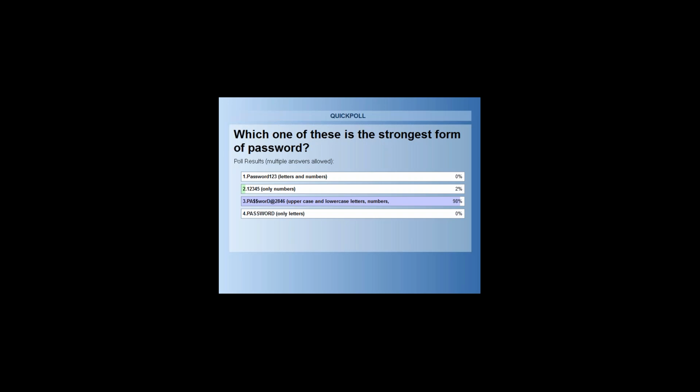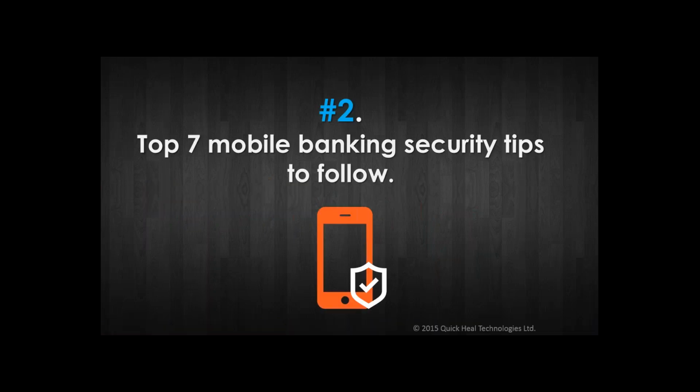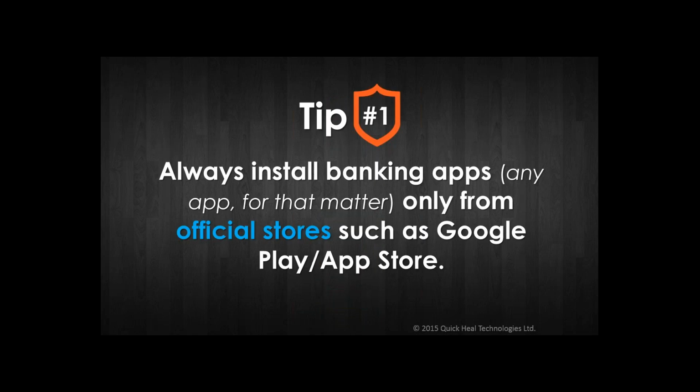Moving on with the presentation. Top 7 mobile banking tips to follow. Tip 1. Always install mobile banking apps, or any app for that matter, only from official stores. If you're using an Android device, use Google Play. If you're using an iPhone, do it from the App Store.